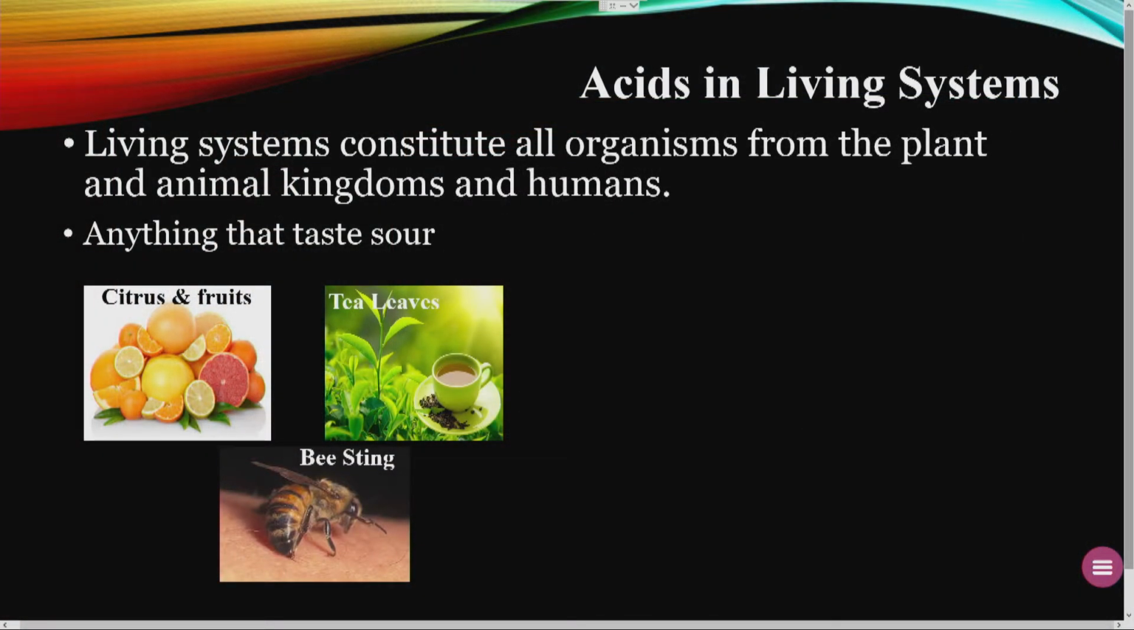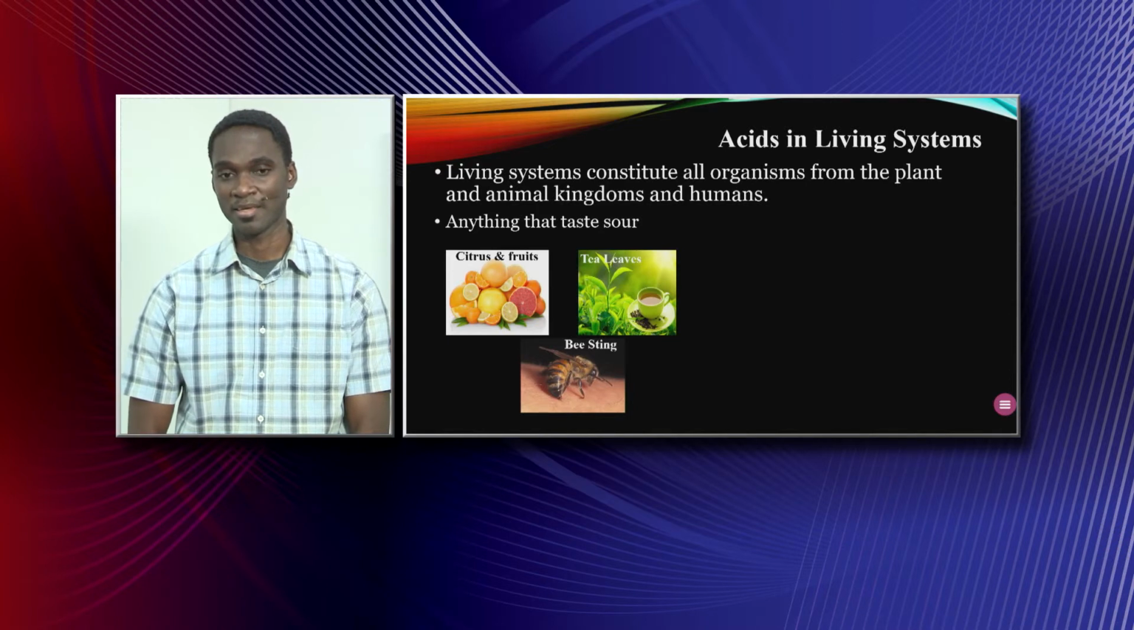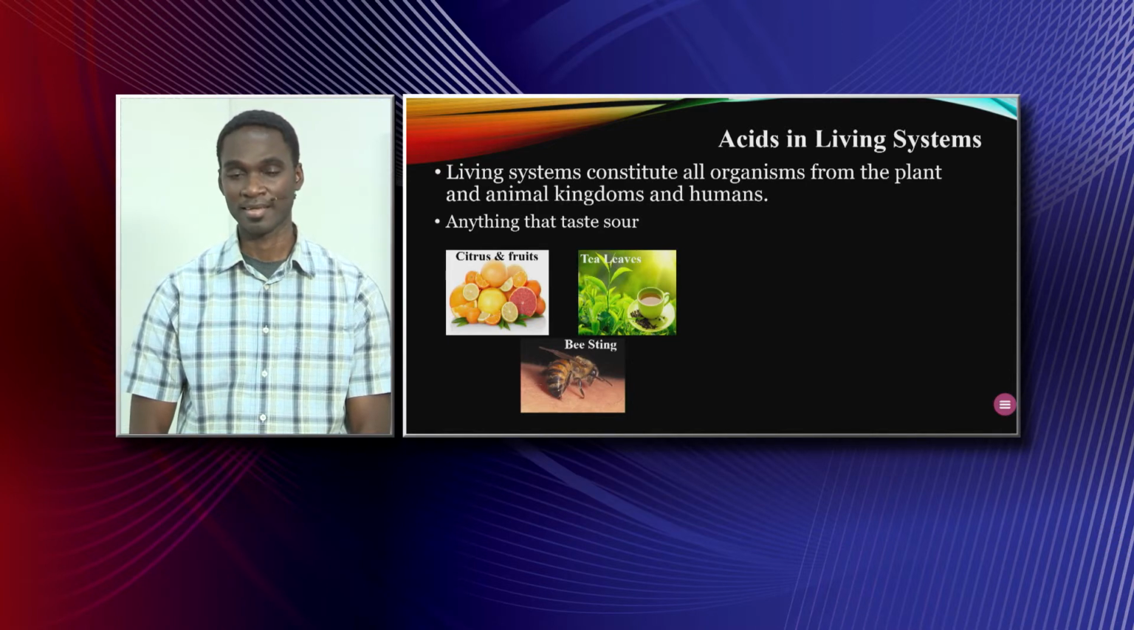Here, we begin with citrus and fruits. And our citrus would be lime, lemon, orange, tangerine. We can have mangoes as one of our fruit. We move on to tea leaves. Yes, we have acids in tea leaves. And we even have an acid in bee sting. So while you are wondering just why it is hurting so much, it is because the acid in the bee sting is working on your cells and it gives a nasty burning sensation.